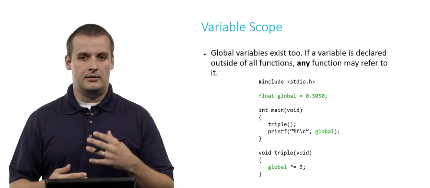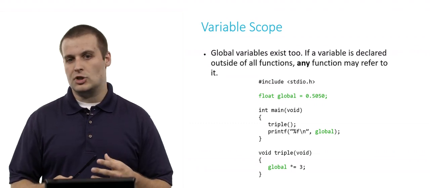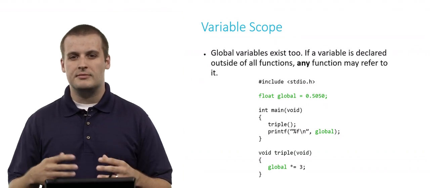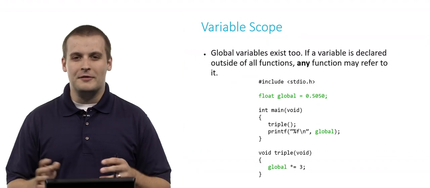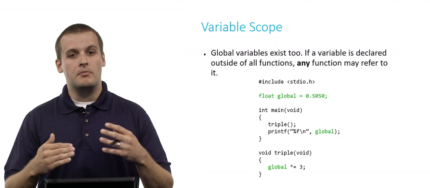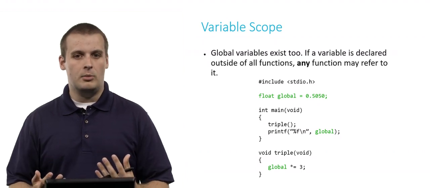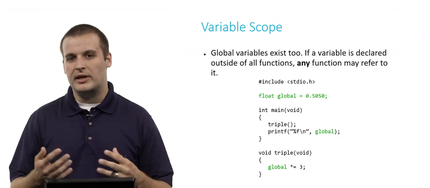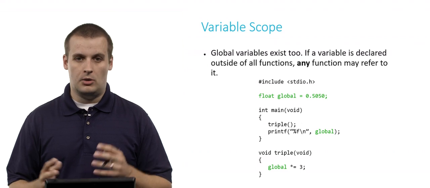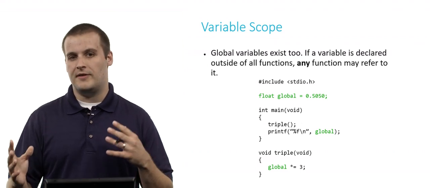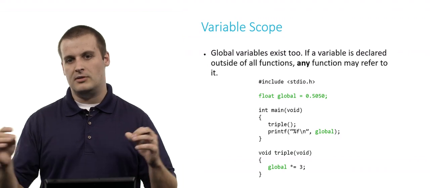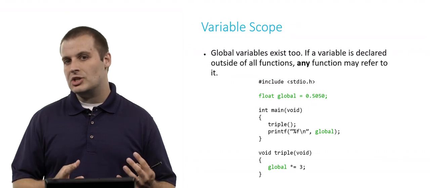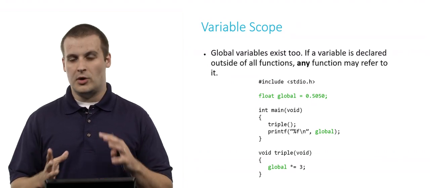In fact, if I go through the program as indicated, main first calls triple, triple multiplies global by 3, which sets its value to 1.51 or something like that. And then main also prints out the value of global. So main will not print out 0.5050, it will print out global times 3, 1.51. So you've got to be careful when you're working with global variables. While they're very flexible in being able to pass information around so that every function can use it, it also can have some dangerous consequences if one function changes the value of a variable before you expect it to be changed.